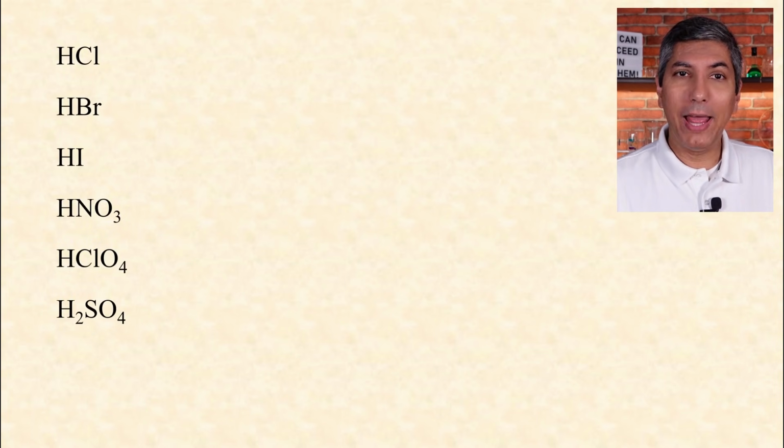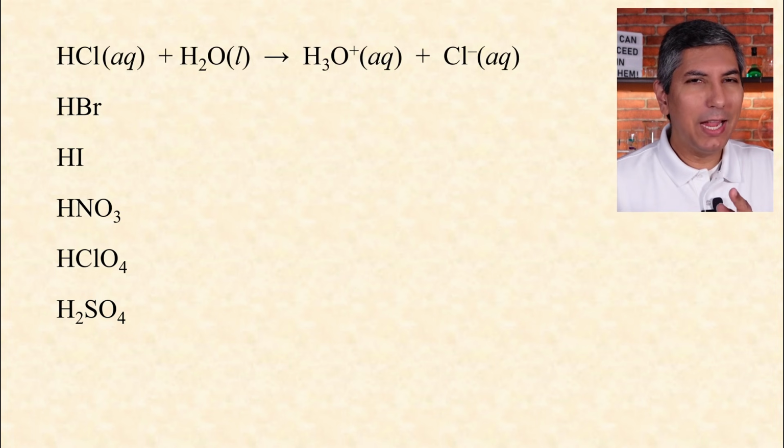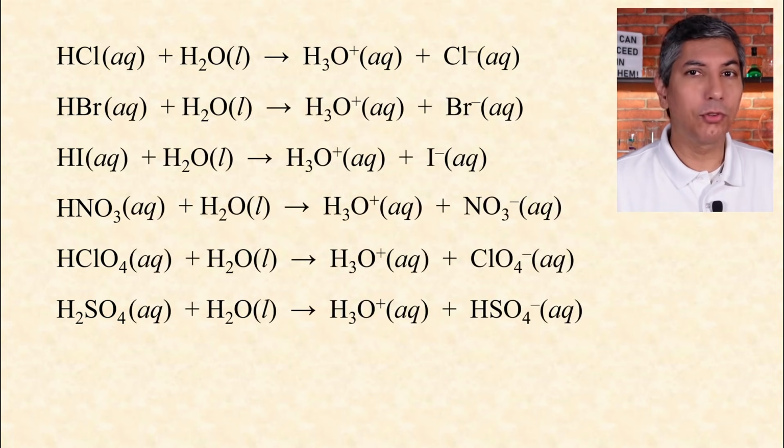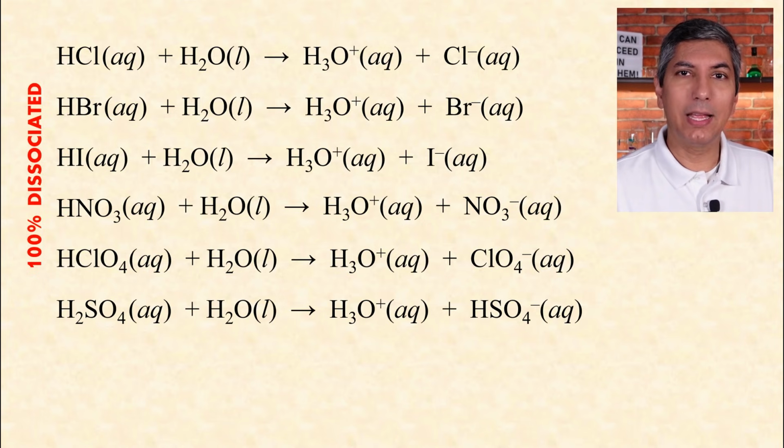As is the case with all acids, strong acids react with water to form hydronium ion and the conjugate base. And this is what those dissociation reactions look like. We call these strong acids because they're completely dissociated in solution. That means that every molecule of those strong acids gets dissociated into ions.